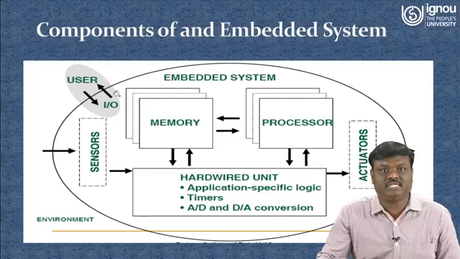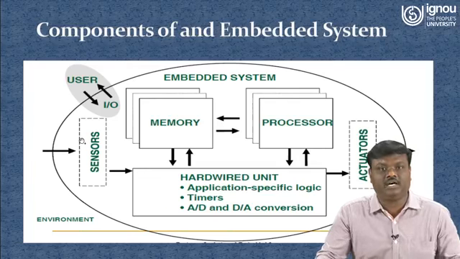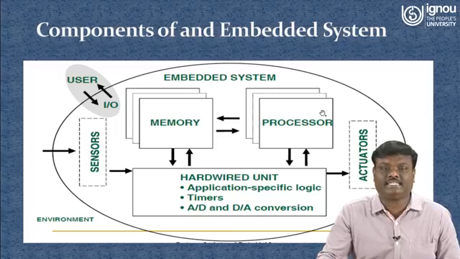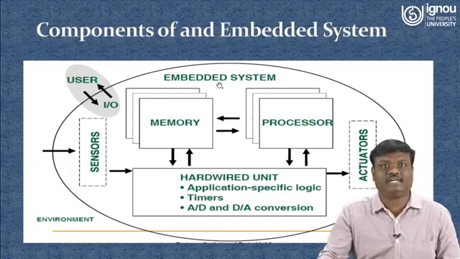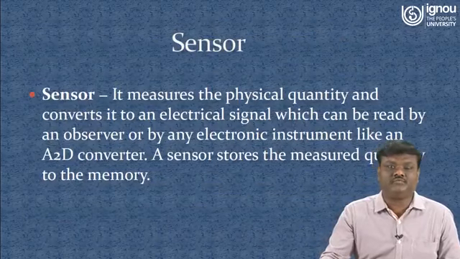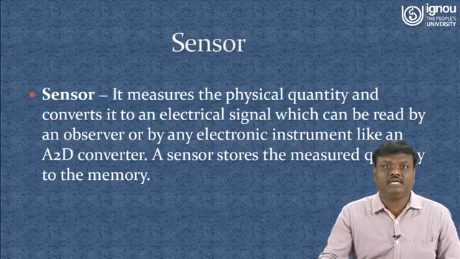Here you can see the user is sending the input parameters, and then this particular thing we can call as an embedded system environment. So the whole thing that is placed inside the box, we can call it as the embedded system environment. So let us see one by one the components which are part of the embedded system.